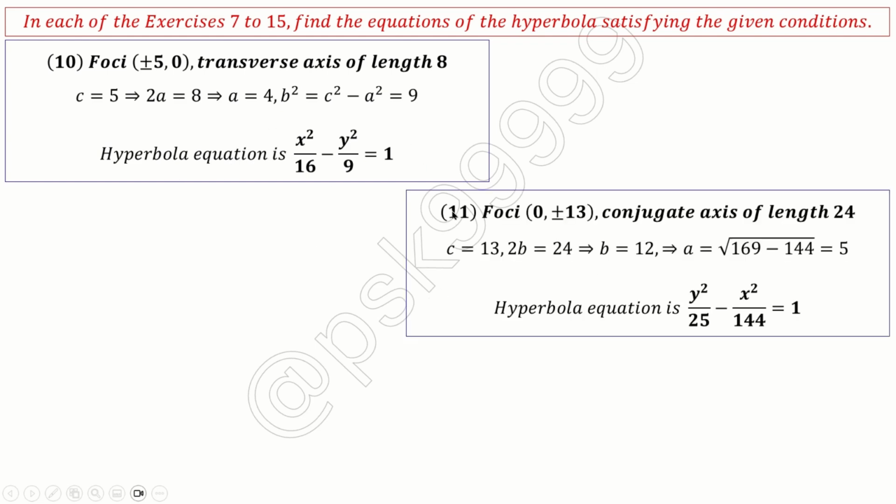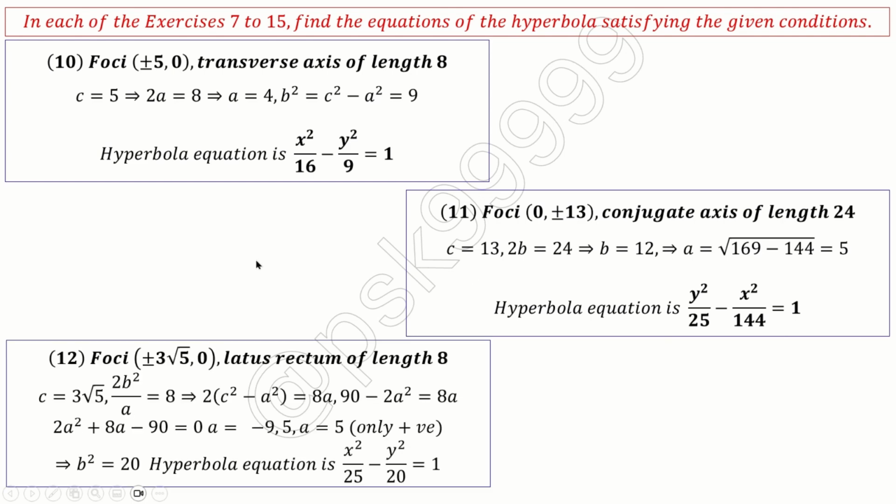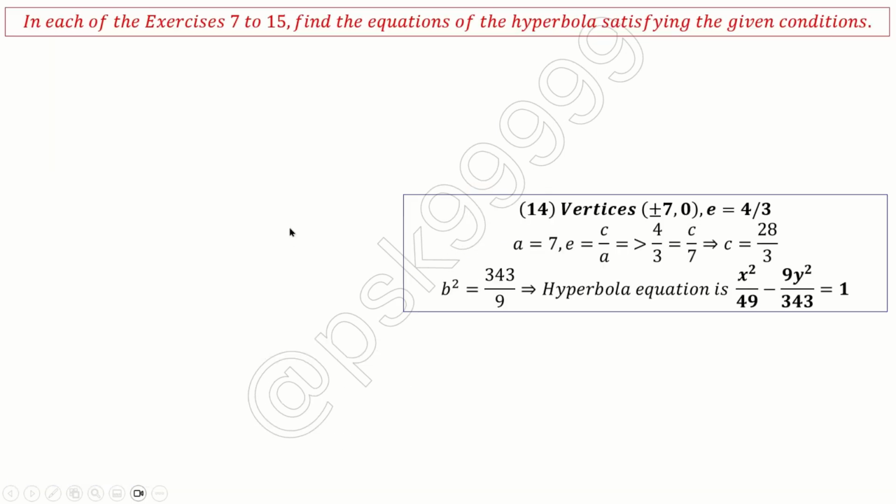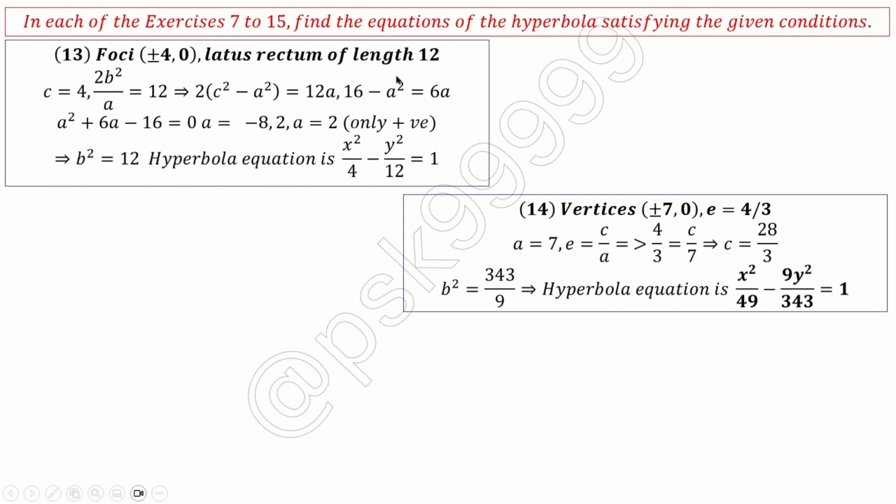Okay. So similarly, here the conjugate axis is given, which means 2b equal to 24. So b is equal to 12, and the transverse axis is on the y-axis, right? So you will get y square by 25 minus x square by 144 equal to 1. Okay, this is also the same.